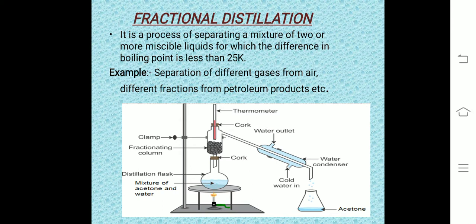In this case, the setup is same as that of distillation process, except that a fractionating column is fitted in between the distillation flask and the condenser. Now, what is the function of fractionating column? A fractionating column is a tube which is packed with glass beads. These beads provide surface for the vapors to cool and condense repeatedly.